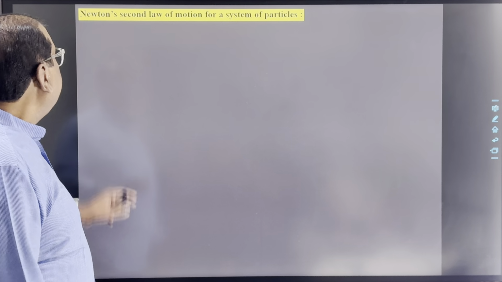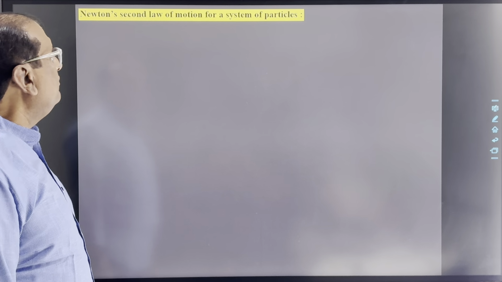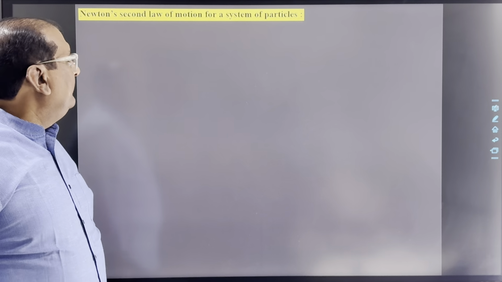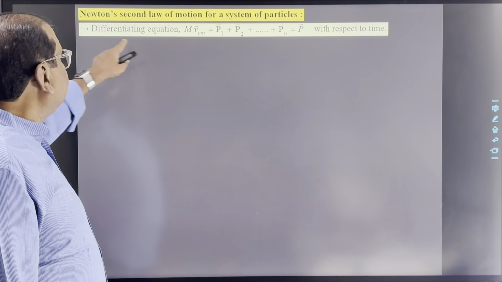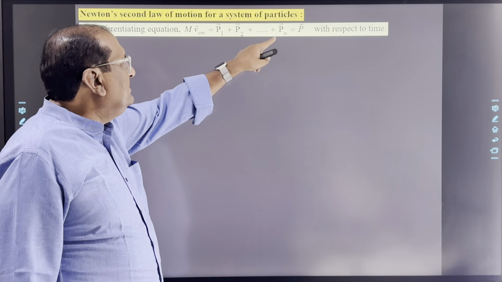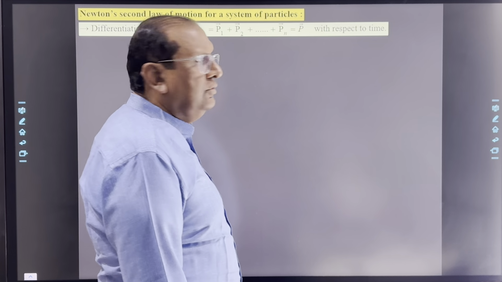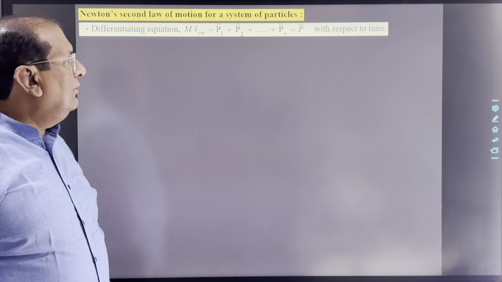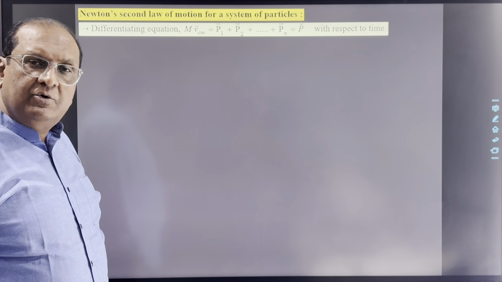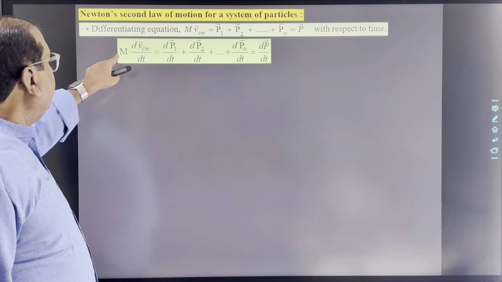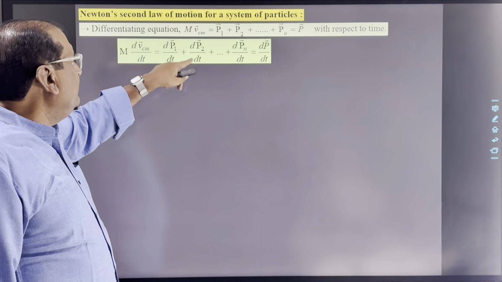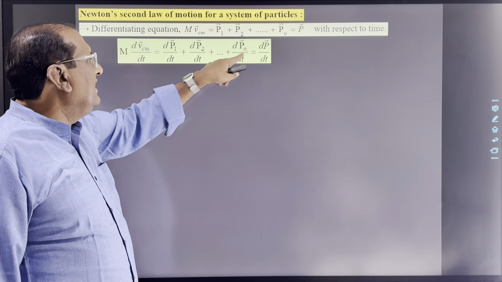Now next topic, that is Newton's second law of motion for a system of particles. Now see, we discussed the equation M Vcm equal to P1 plus P2 plus P3 up to Pn, that is equal to P. Now differentiate this particular equation with respect to time t. So m dVcm by dt equal to dP1 by dt plus dP2 by dt up to dPn by dt, that is dP by dt.